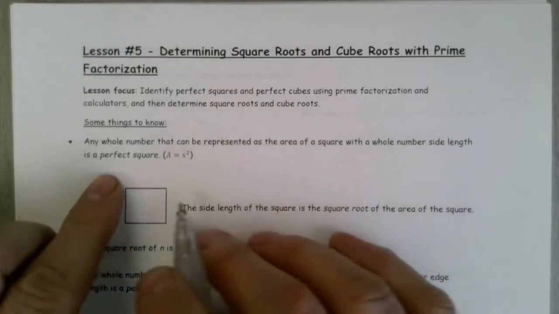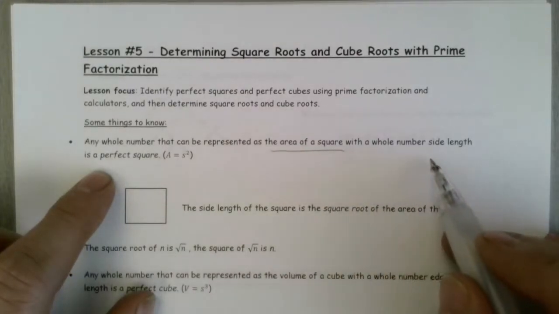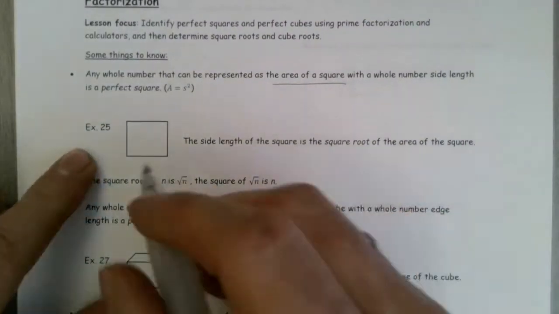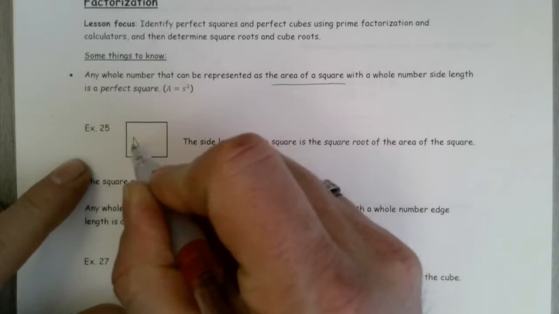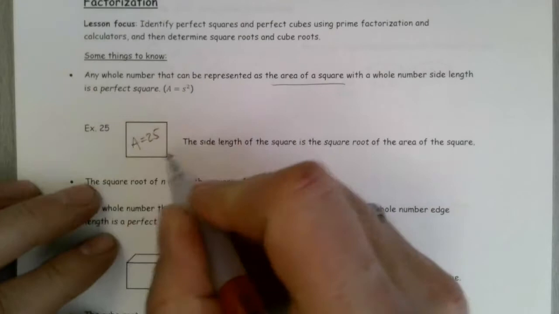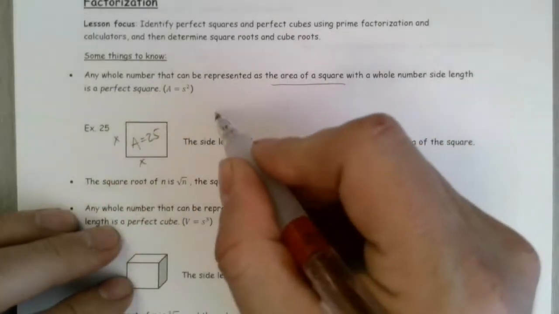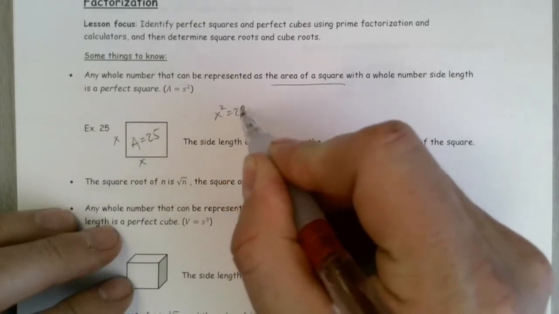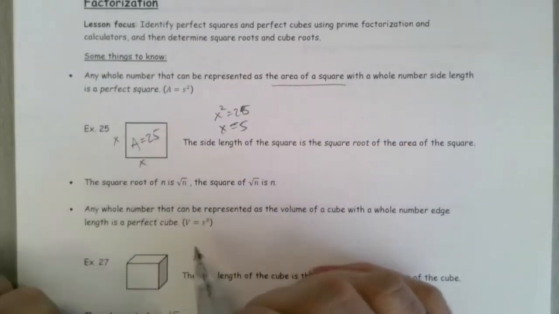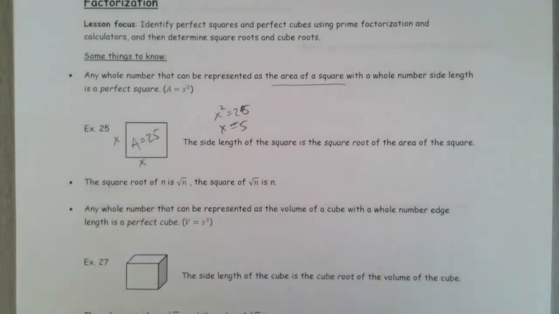So just some things to review here. Any whole number that can be represented as the area of a square with a whole number side length, and that's important here, is going to be a perfect square. So for example, let's say that you've got a square that's got an area of 25. If this is a square, then this side and this side would be the same thing. So x squared is equal to 25. I know that x must equal 5. The side length of this thing must be 5.